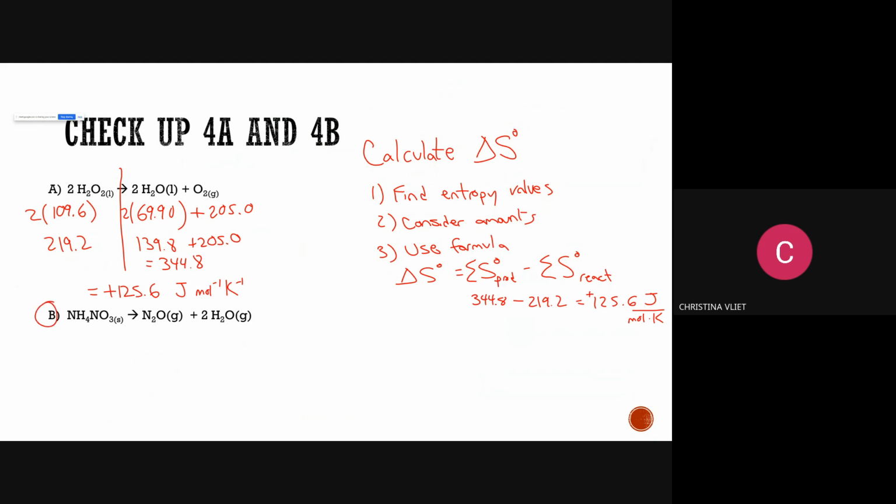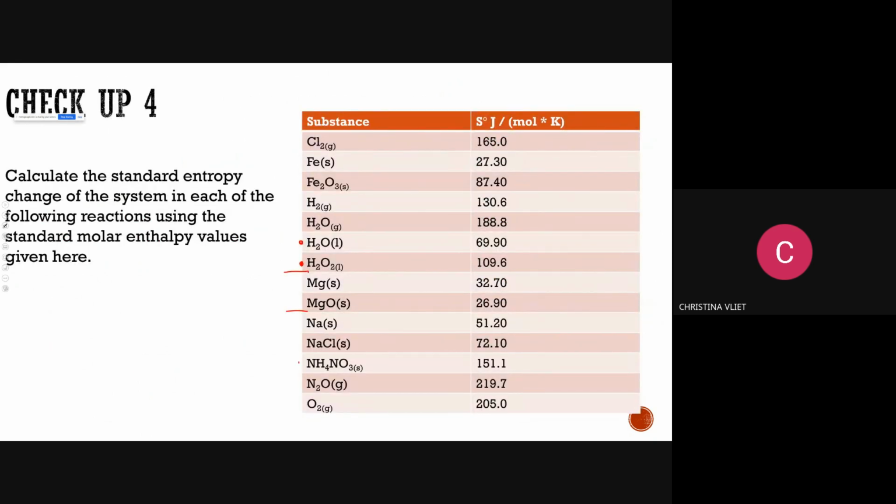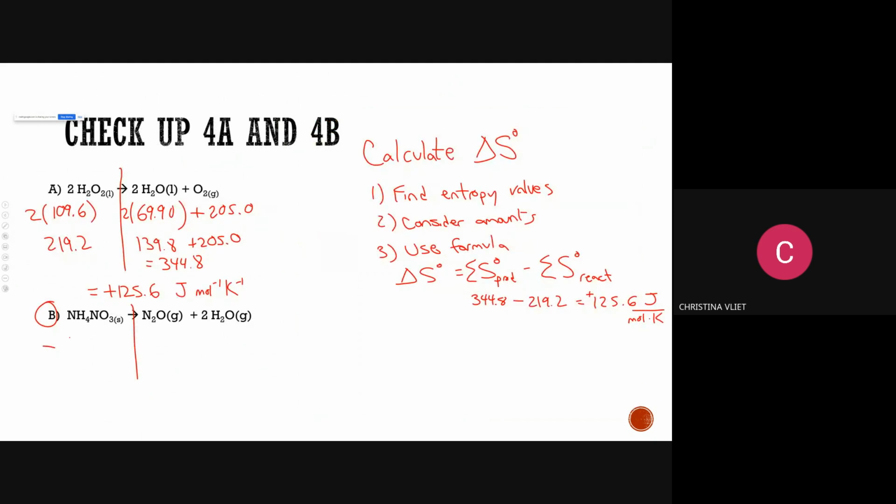All right, second one, do the math. What do we got? NH4NO3, that number is 151.1. N2O gas, 219.7. 2 steams. What steam? 188.8. Be careful again when picking your numbers up that you choose the right one. I'm talking about your homework. Mistakes get made here.